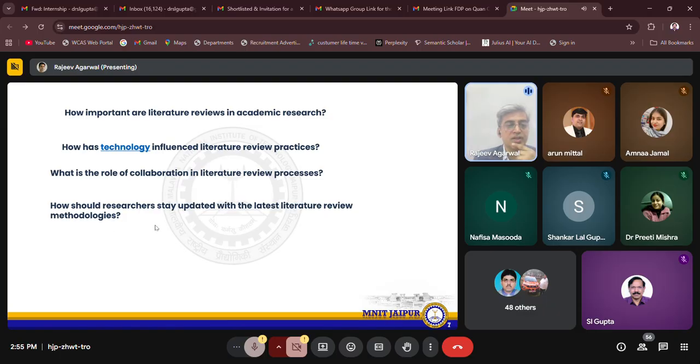How should researchers stay updated? It's not key before commencing your research. You should not only do the literature review before, you should keep doing literature review throughout your research, either guiding a PhD or throughout your ongoing research, PhD, ongoing MTech or so. Till this particular time, if you have any question, let me know.